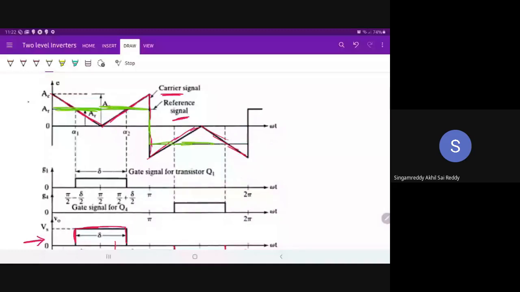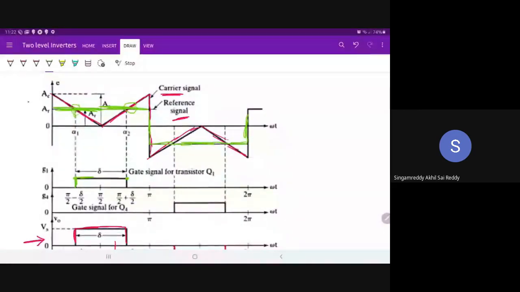Right. You can notice the intersecting points between the carrier signal and this reference signal. Based on these intersecting points, the gating signals for the switches are generated.